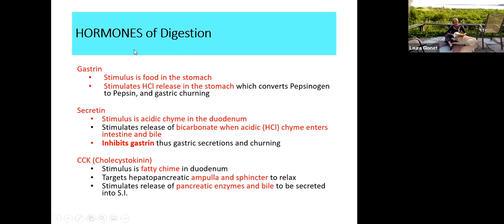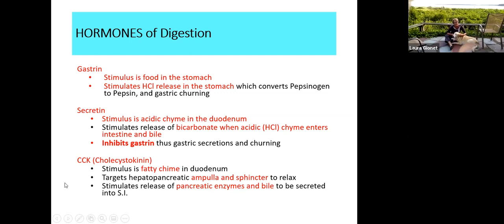And that tells the stomach, okay, we've got food here. We need to start releasing these secretions that the stomach produces, from different cells, to facilitate digestion. So it stimulates hydrochloric acid release in the stomach, which converts pepsinogen into pepsin to begin protein digestion. It stimulates gastric churning. It stimulates cells to release intrinsic factor, and so forth and so on.